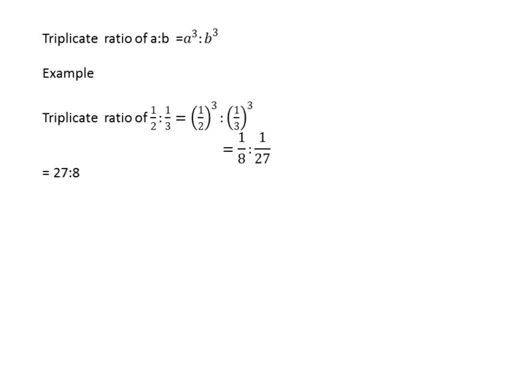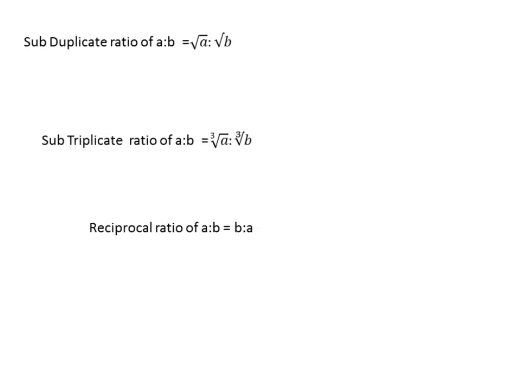Similarly, we have triplicate ratio. The triplicate ratio of A is to B is A cube is to B cube. Now I am taking a question. Triplicate ratio of 1 is to 1 upon 2 is to 1 upon 3. I can just take the cubes of both. I will get 1 upon 8 is to 1 upon 27. Now this can be written as 27 is to 8. This is your answer.